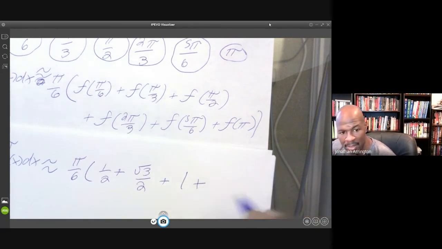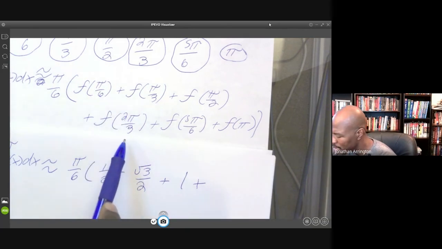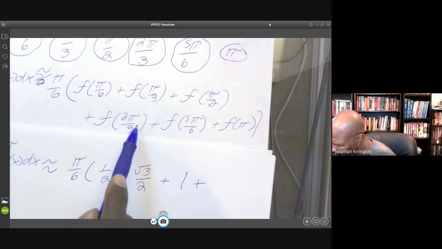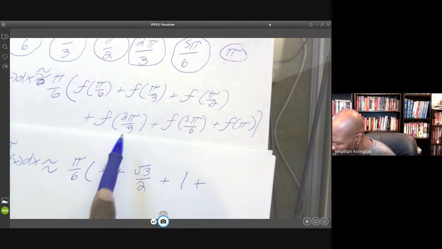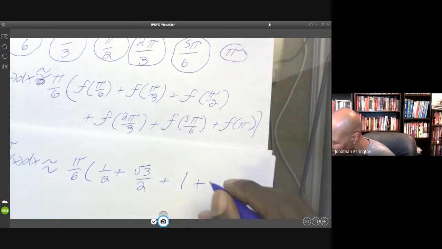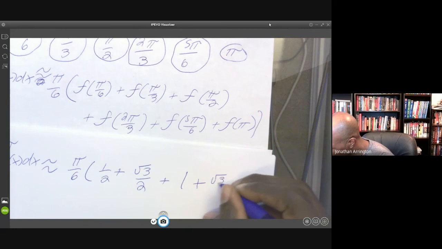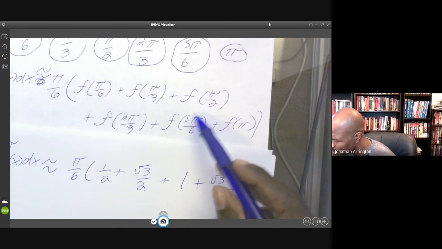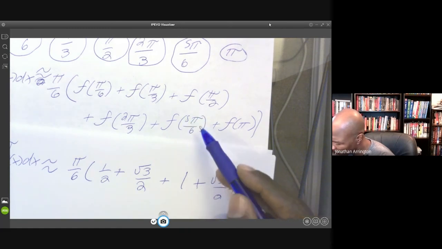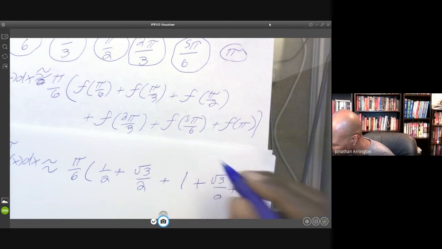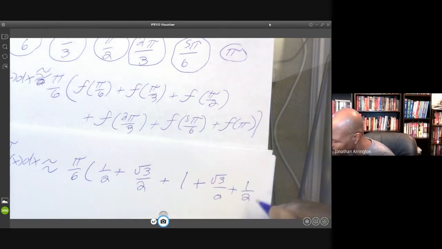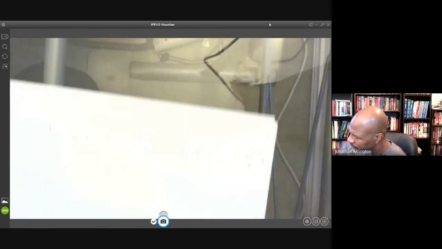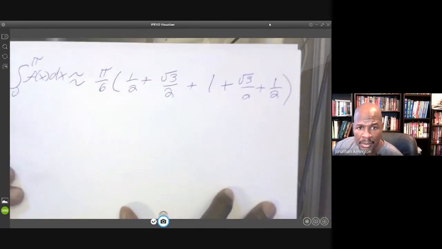Now the next one is the sine of 2 pi over 3. Well, 2 pi over 3 has a reference angle of pi over 3, and sine is positive in quadrant 2. So it's going to be the same thing as the sine of pi over 3, and so that's the square root of 3 over 2. And the sine of 5 pi over 6, okay, 5 pi over 6 has a reference angle of pi over 6. So that's the same thing as the sine of pi over 6, which is 1/2. And then sine of pi is 0, so I don't have to write 0. So these are my values here.